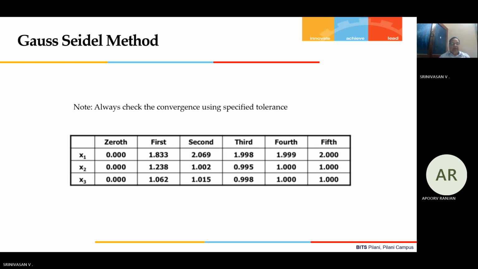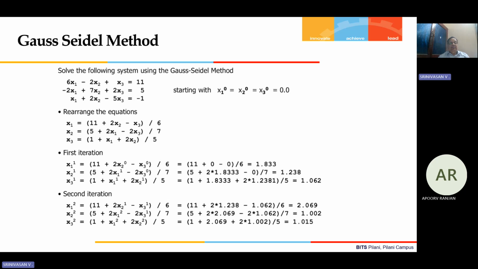Okay. Just check now. 6 into 2, 12, minus 2, 10, plus 1, 11. Minus 2 into 2, minus 4, plus 7, 3, plus 2, 5. Now look at this. 2 plus 2, 4, minus 5, you get minus 1. So the solution is x1 equal to 2, x2 equal to 1, and x3 equal to 1.